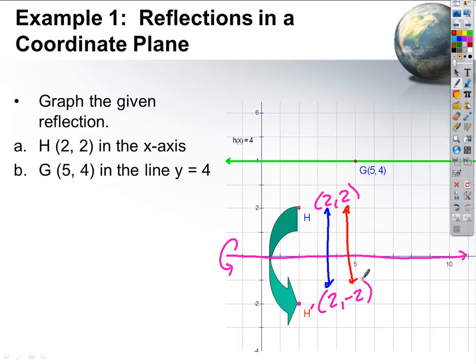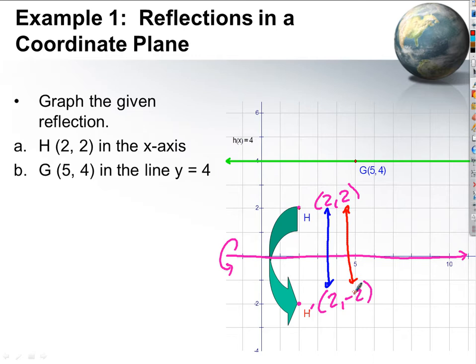It's not changing horizontally at all, right? The 2 points are always going to line up horizontally if we're folding them over a horizontal axis. And so we would know then that the x-coordinates are going to stay the same. It's the y-coordinates that are going to get flipped, right?